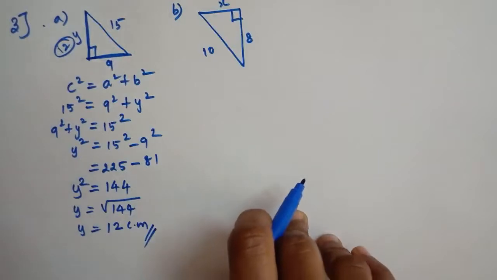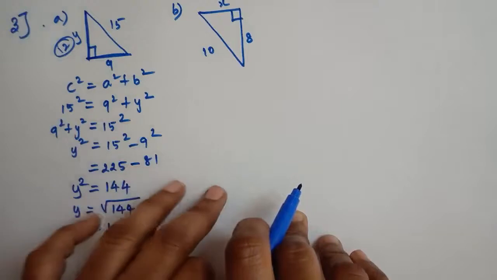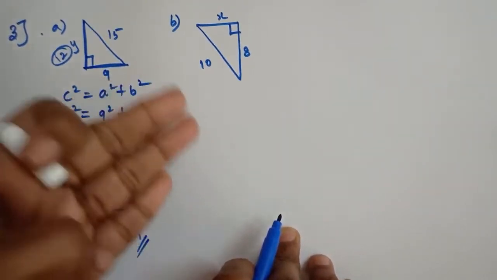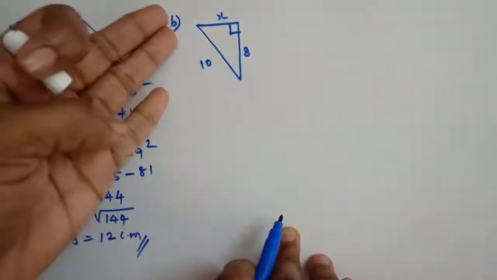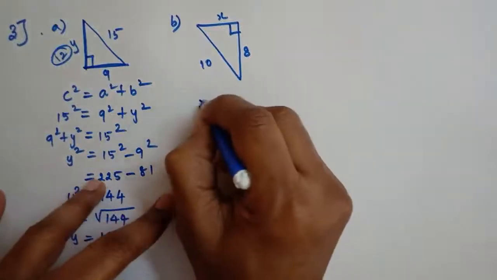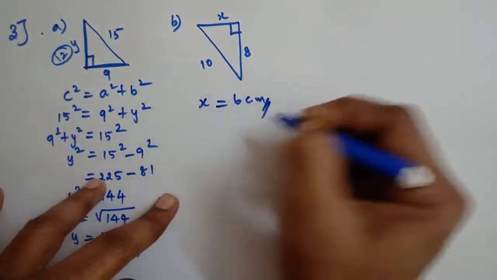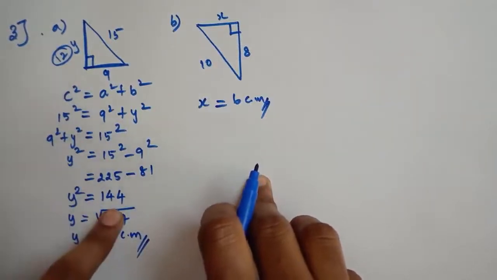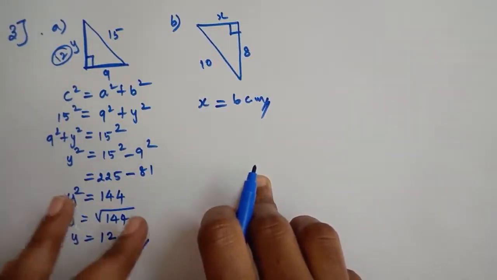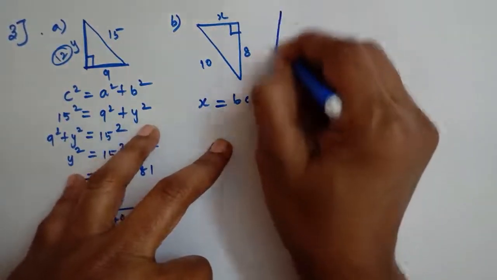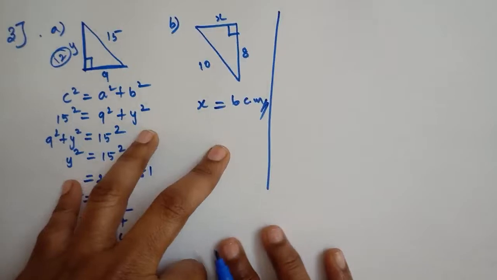Is it clear? If you know the Pythagorean triplet numbers and keep them in your mind, then you can put the answer directly. 10, 8, then what is the other number? 6. Very good. You can write directly x is equal to 6 centimeter. Or otherwise you can write the steps. Next, C and D are homework. Is it clear, students? Good.